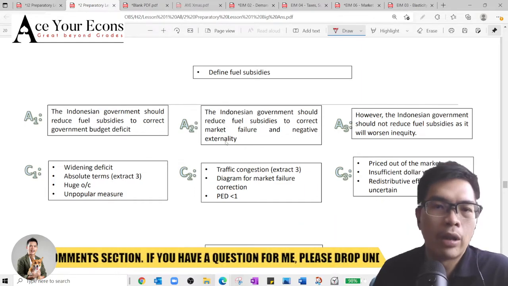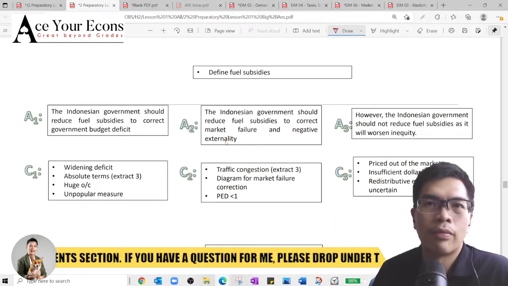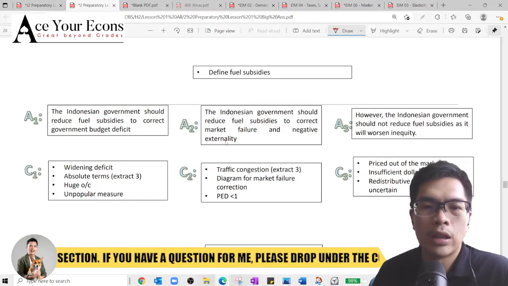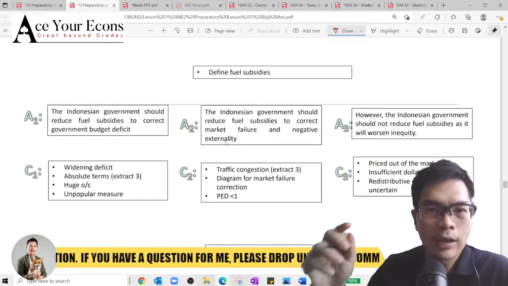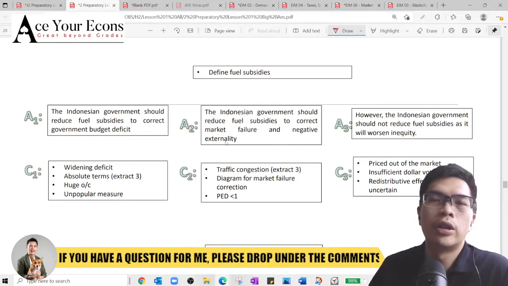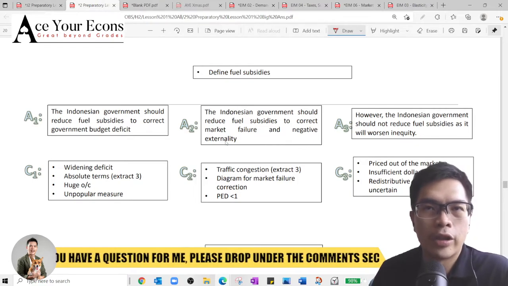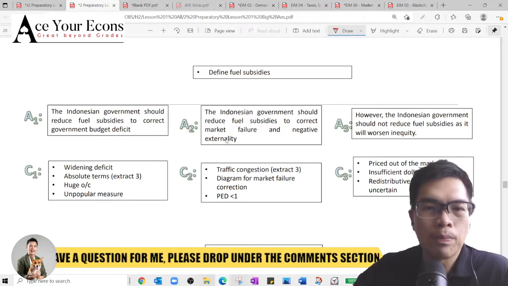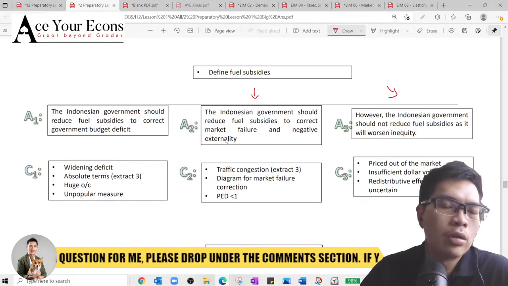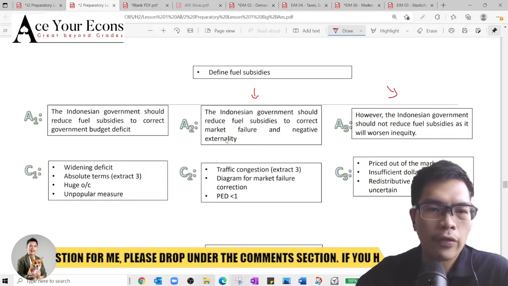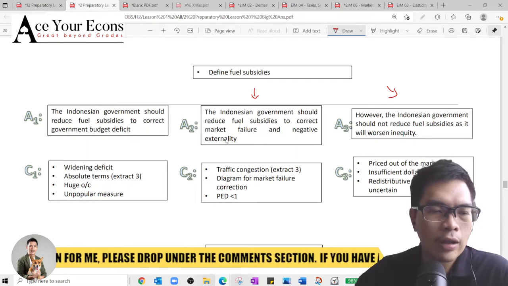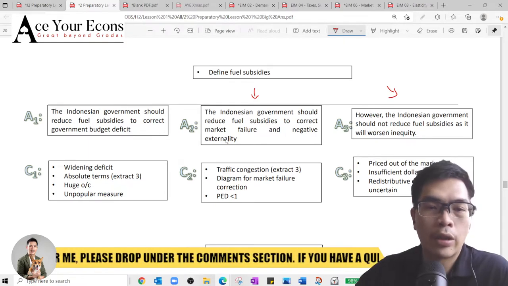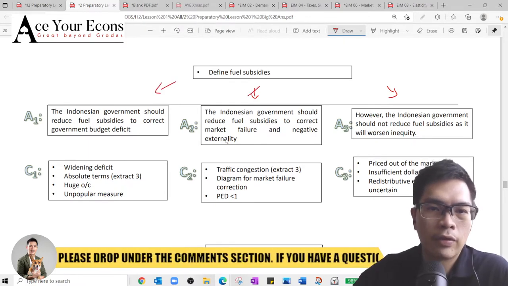So you can play around with the concept of constraint. In this case, it's budget deficit. So this is a should point. It's not a should not. They should reduce fuel subsidy because of a budget deficit. The other two points we have gone through earlier on, so you can stick to these two. If not, the alternate point is to replace A1 with A2. You can use this instead of this. Also can.